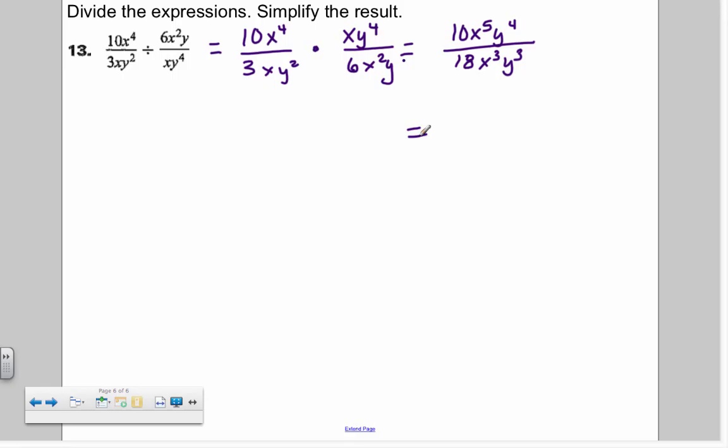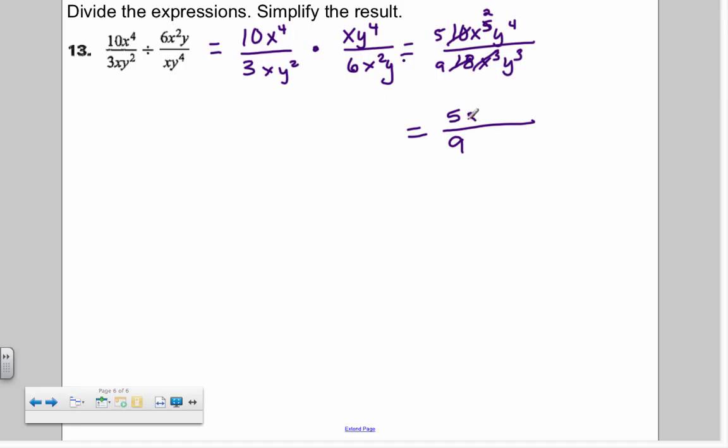Now I can start canceling out. Let's start looking at 10 and 18. They have a common factor of 2, so if I divided both by 2, on the top I'd have 5, and on the bottom I have 9, and that's all I can do for canceling out common factors between 10 and 18. Taking a look at x to the fifth and x to the third, I have 5 x's multiplied together on the top, 3 on the bottom. That means they have a common factor of 3 x's, or x to the third. So I can cancel out x to the third on the bottom. I'm going to cancel out 3 x's on the top, which leaves me x squared.